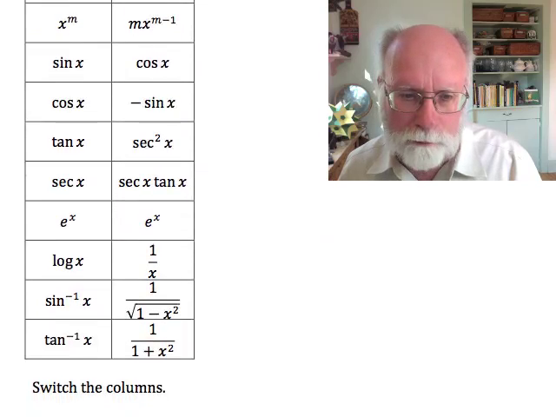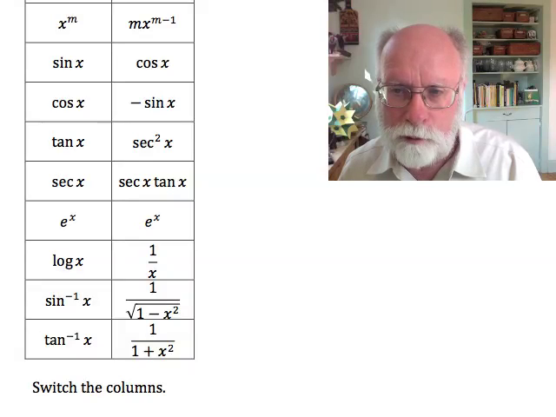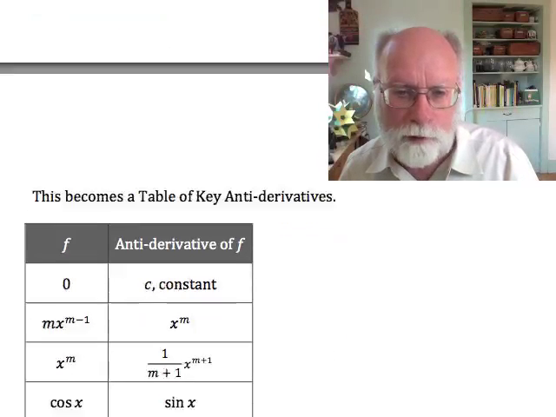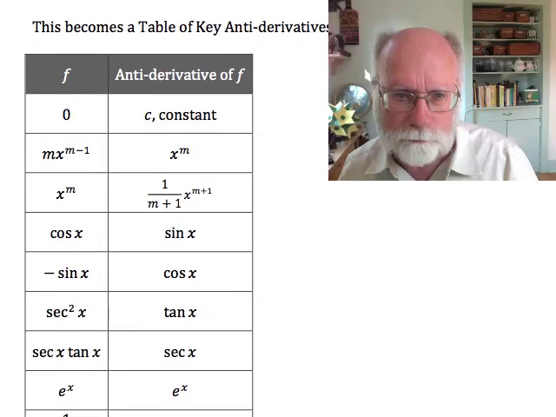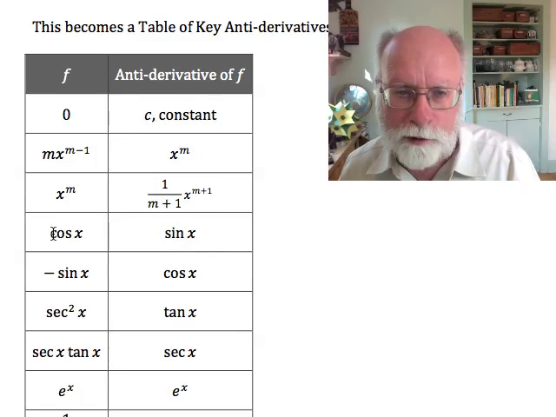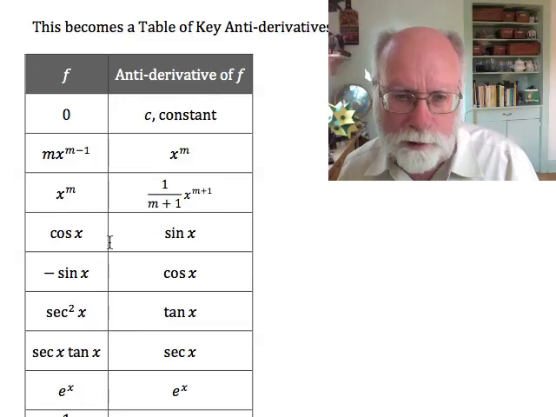So to do that, all we really have to do is switch the two columns. So now we have a table of antiderivatives where we've got a function f here, and then on the right-hand side now we have an antiderivative. So in this table, the derivative of sine is cosine, so the antiderivative of cosine is sine. And we just use the same derivative table but going the other way to give us our basic antiderivatives.